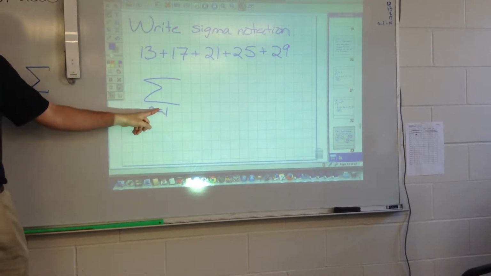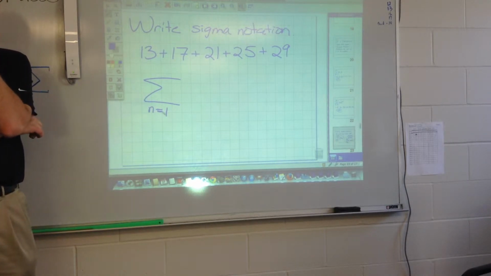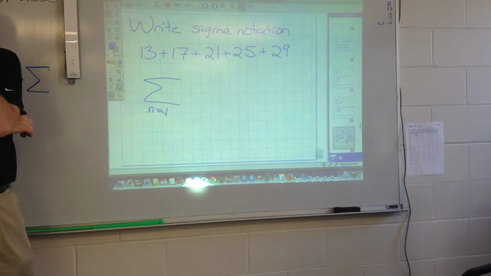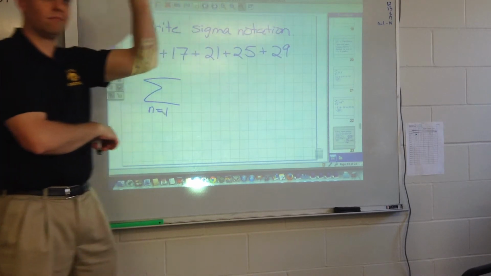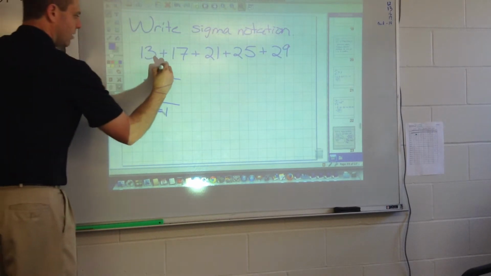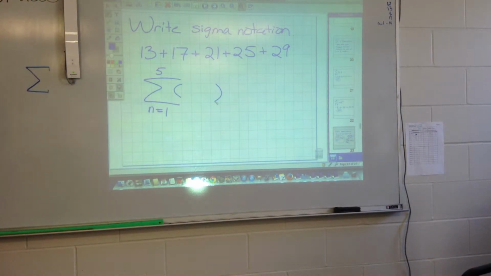Well, if the first number we plug in is 1, what do you think the last number we plug in is going to be? 5. Why? Because you're adding together how many numbers? 5 of them. Now the only thing left is to figure out what rule to substitute those numbers into.